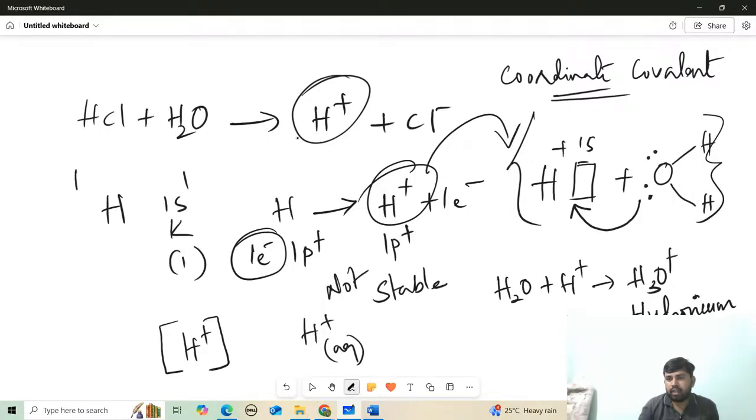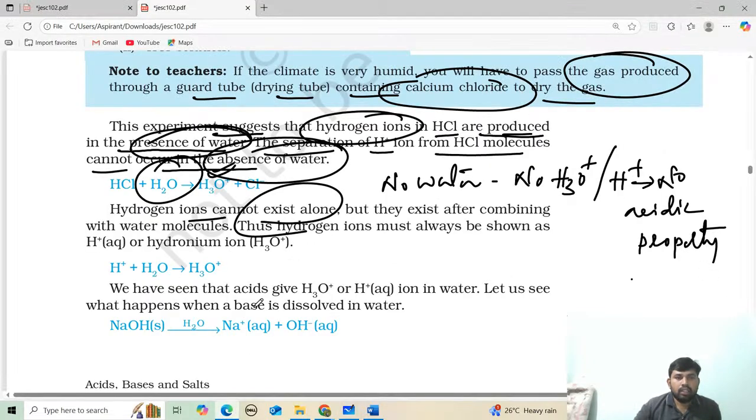Which bonds are coordinate covalent bonds? Try to understand: first these electrons are transferred to the empty 1s orbital of hydrogen. Again, those electrons only will be shared between this oxygen and this hydrogen. This is how the H plus ion exists. So after this, we have seen that acids give H3O plus ions or H plus aqueous. Here they have written AQ.